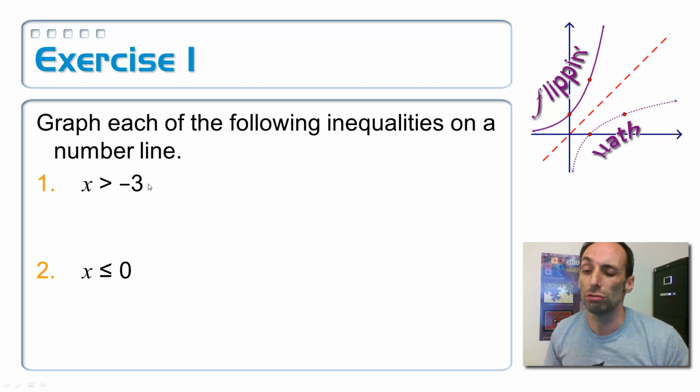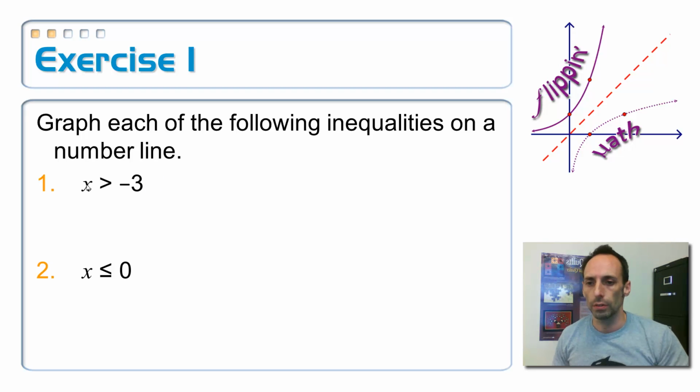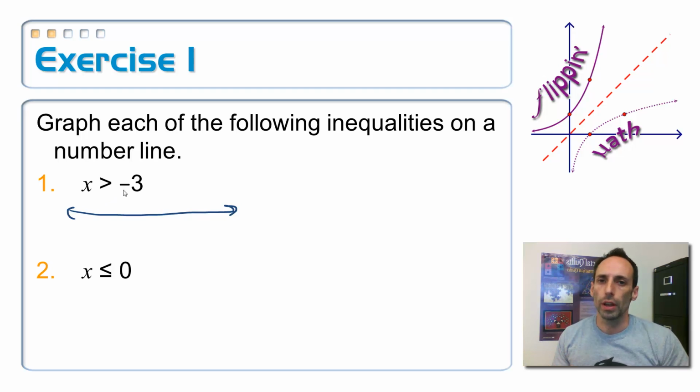X is greater than -3. X is greater than -3, right? Because its alligator mouth is munching the X. Okay, so I just got to put a number line here. And whenever you're doing that, I don't care about little tiny details on this number line. You just give me a 0. Give me where the -3 is, something like this.